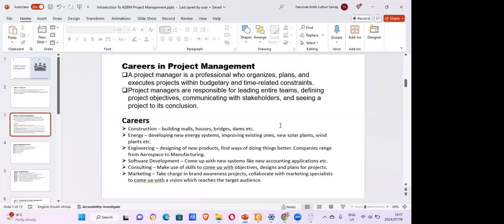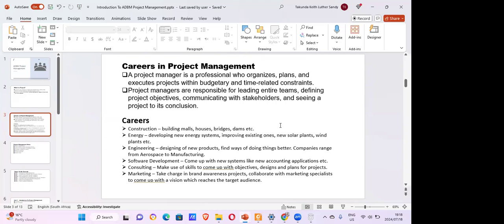All right. Careers in project management. So you can have a career in any field when you do project management. You can have a career in energy, right? You can have a career in construction, where we talked about building of things. You can have a career in engineering, whereby you'll be working maybe for an engineering company that is designing new products or new services or new systems, all right? You can have a career also in consulting. You can have a career in marketing. All those are different sectors that a person with project management can be in, all right?